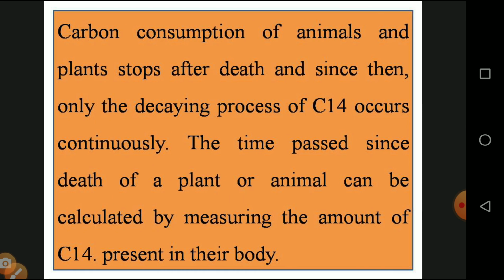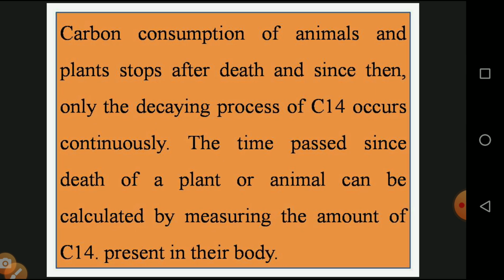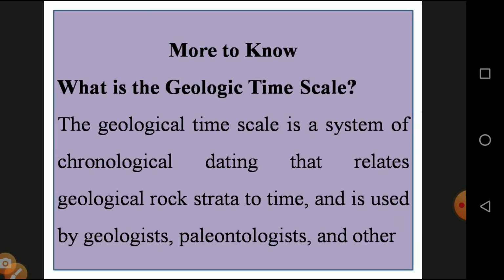The carbon consumption of the animal and plant stops at death, since they only decay, and the decaying process of C14 occurs continuously. Each and every organism consists of carbon, so the time passed since the death of the plant or animal can be calculated by measuring the amount of C14 and nitrogen present in their body. And one more question: what is the geological time scale?